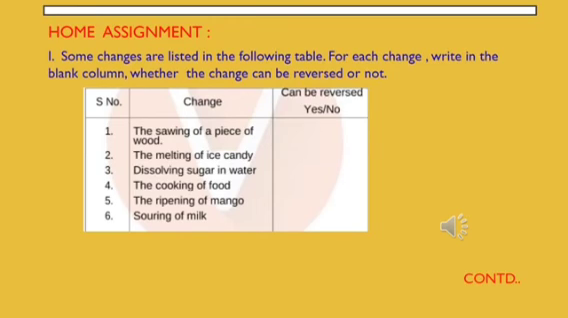Fifth one, the ripening of mango. Can you get back the raw mango? Sixth one, souring of milk. So these are the 6 changes. Think whether they can be reversed or not and fill in the blanks there.